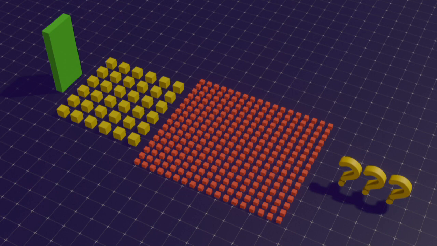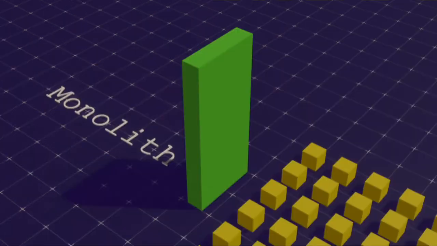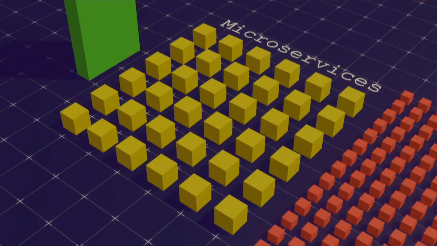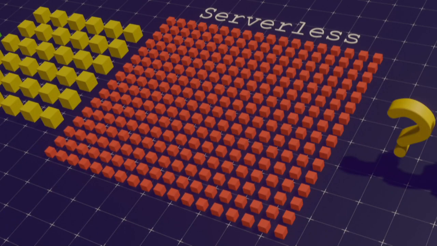So in this diagram, as you can guess, the big green box on the left represents a monolith. Next to that are a bunch of smaller boxes that represent a microservice system. And beyond that is a bunch of even smaller boxes that represent a serverless environment.